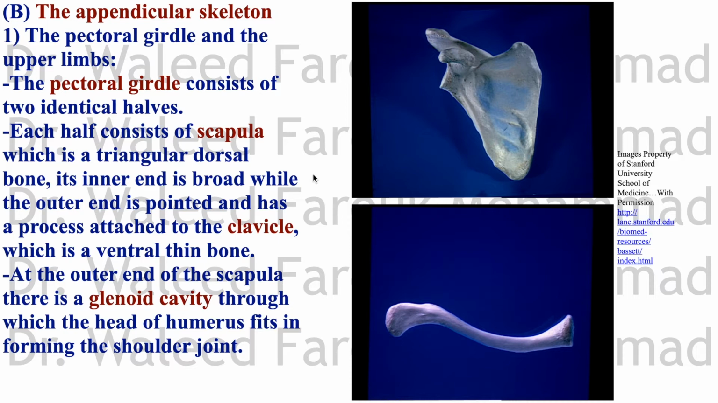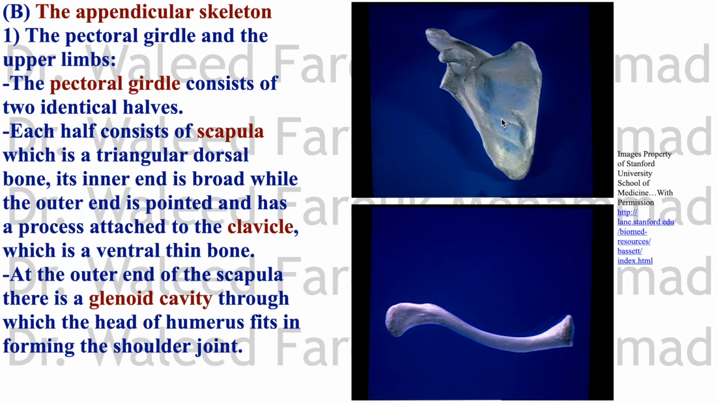The appendicular skeleton is formed of the pectoral girdle that connects to the upper limb and the pelvic girdle that connects to the lower limb. Okay, so the pectoral girdle أو الحزام الصدري that connects to the upper limb consists of two identical bones, one on each side. Each half consists of the scapula, as you can see here.